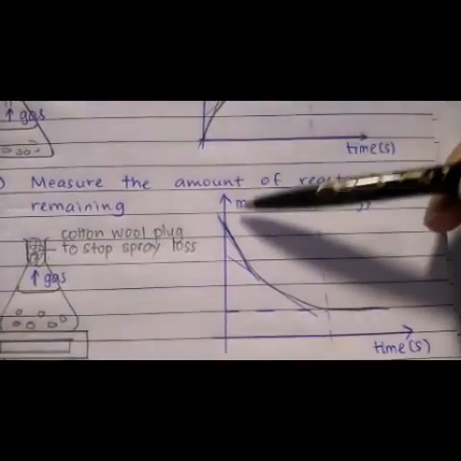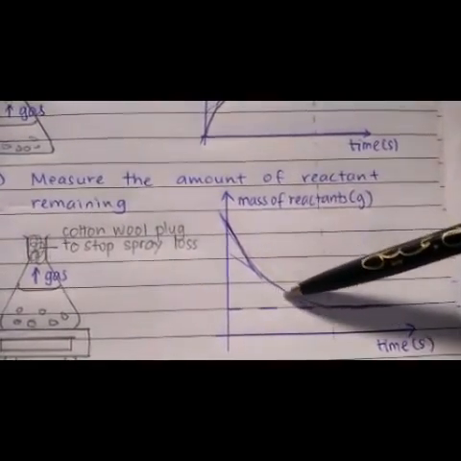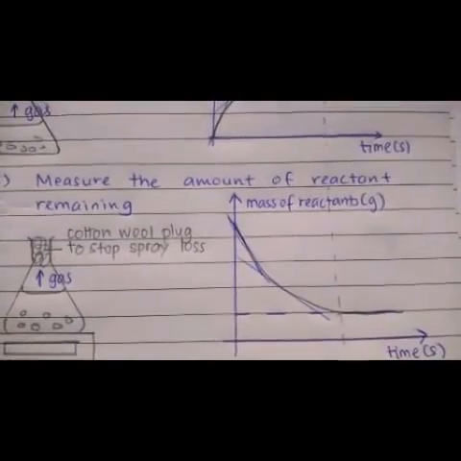So initial stages, very fast reaction, and then it slows down, and eventually the reaction stops when all the limiting reagent has been fully used up.